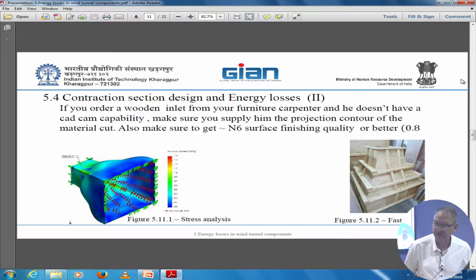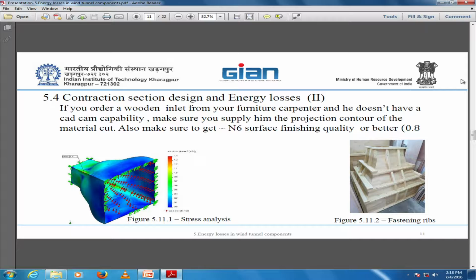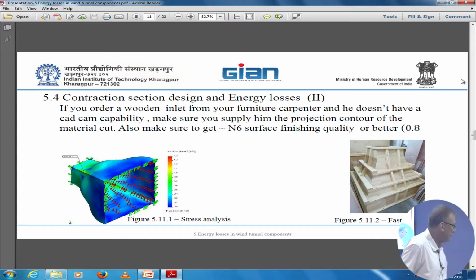They made some stress analysis on the contraction, and what was suspected is that in the area of the inflection point of the nozzle, the stresses are the highest, and it also shows the expansion of the material. Of course, it is a bit exaggerated. It's not to that extent, but it gave them a reason to believe that we need some fasteners, which we always see in such kind of nozzles.